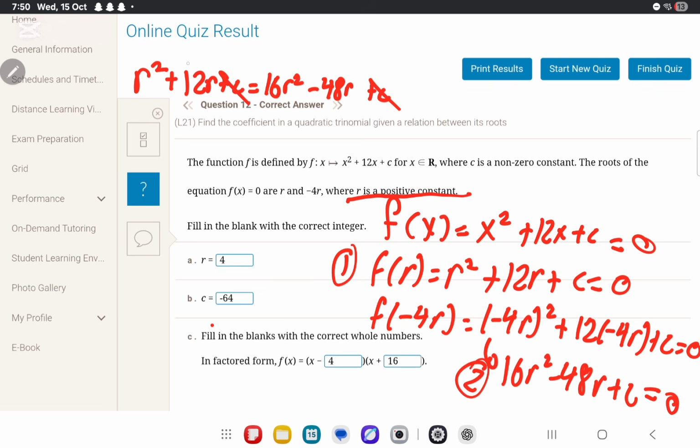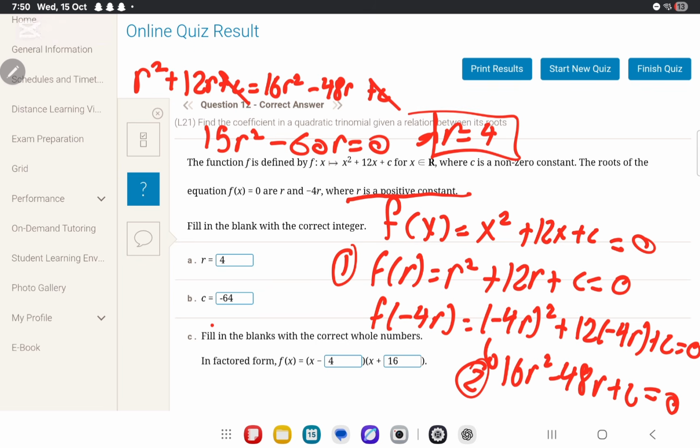Take everything to the other side: 15r squared minus 60r equals 0. Do this on an equation solver. So r is equal to 4 and 0. Remember, r is a positive constant. 0 is not positive, 0 is a neutral number, so this is wrong. We're going to erase this, it's rejected. So r is equal to 4.